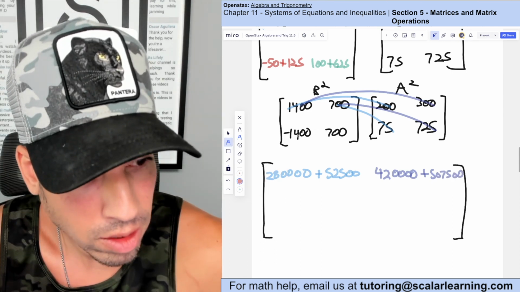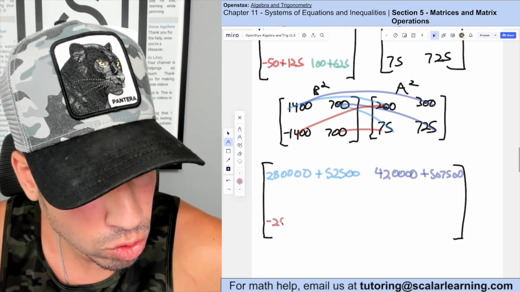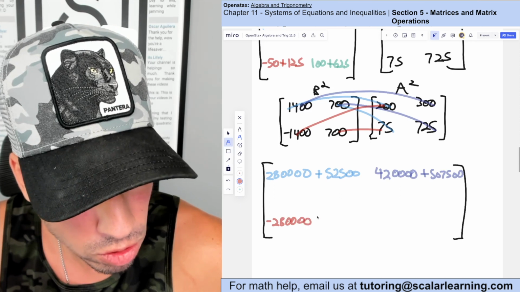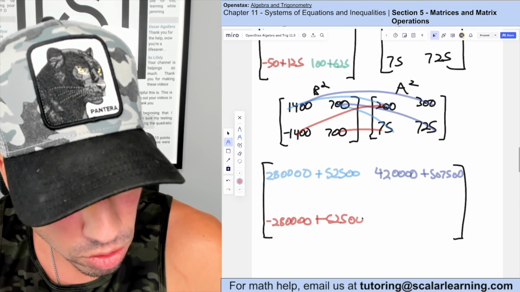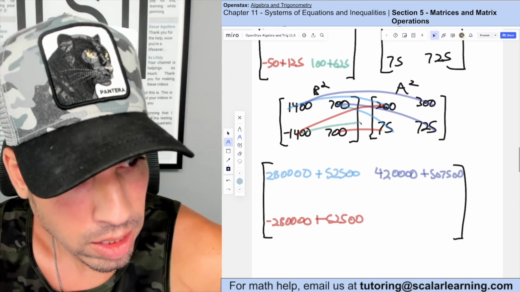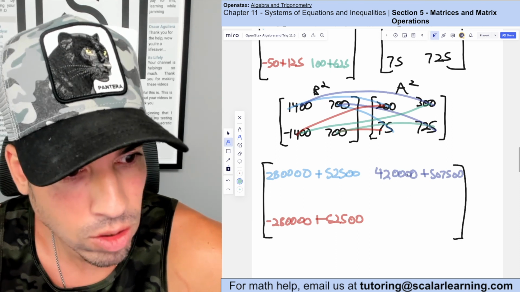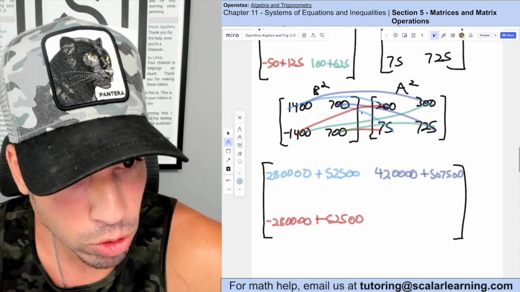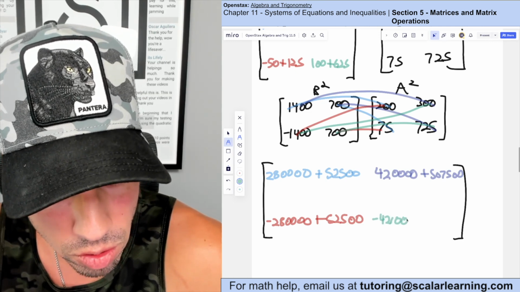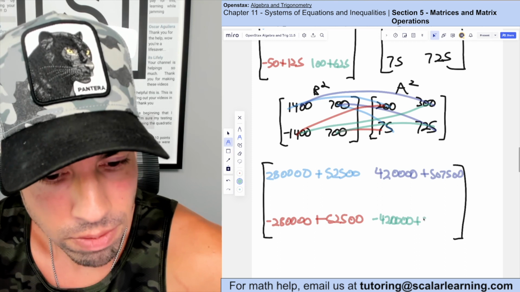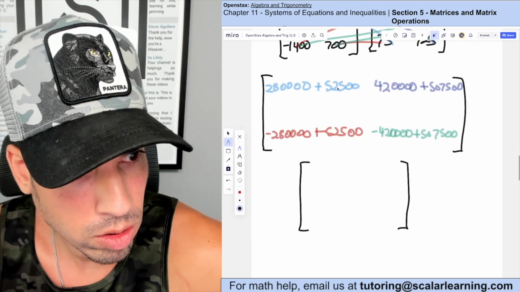Next, we come back to the second row. We go boom and boom, right? So that is negative 280,000 plus 700 times 75, which is again 52,500. And then last but not least, we got negative 1400 times 300, 700 times 725. This is actually going to be identical to what's up here. If you think about it, the first one's going to be negative. So it's negative 42,000, and then plus 507,500.